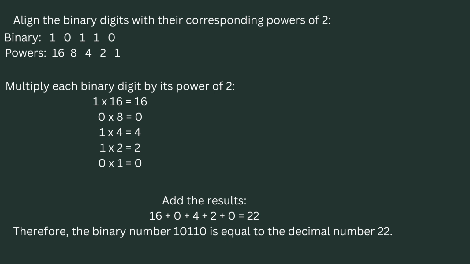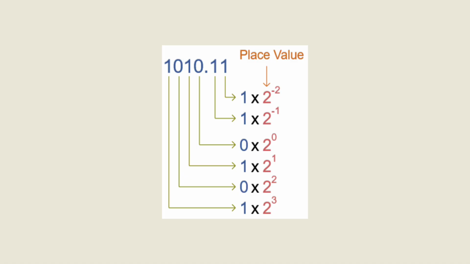Multiply each binary digit by its power of 2. 1 times 16 equals 16, 0 times 8 equals 0, 1 times 4 equals 4, 1 times 2 equals 2, 0 times 1 equals 0. Add the results. 16 plus 0 plus 4 plus 2 plus 0 equals 22. Therefore, the binary number 10110 is equal to the decimal number 22.